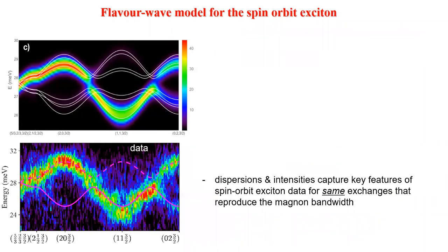So in this picture, we can also obtain at the same time the dispersions in the exciton levels, and that's also described very well. For exactly the same exchanges that we use to describe the magnons, we also describe the exciton. And the sign of the dispersion, why this mode is strong at the top here, why it's absent here, why there's two modes in this part. All of this is described quite well.